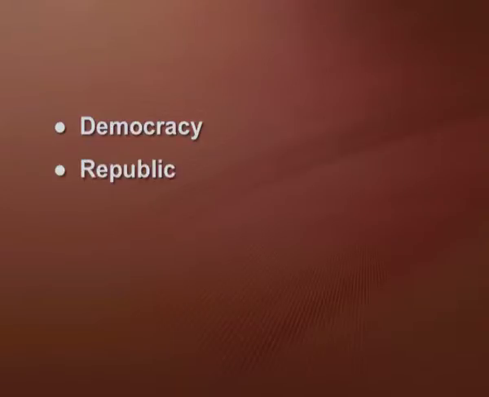There are two important concepts that you come across here. One is democracy and the other one is the republic. What do we mean by these two concepts? Democracy and republic are often taken as one and the same thing, but there are fundamental differences between the concepts.